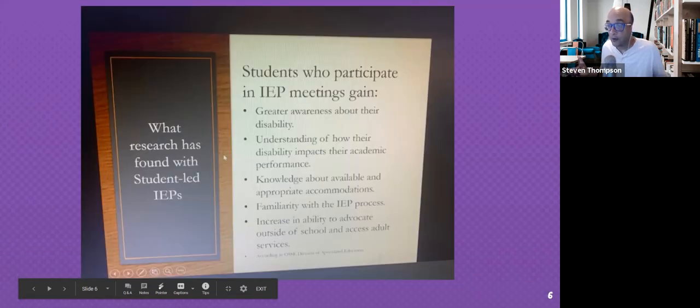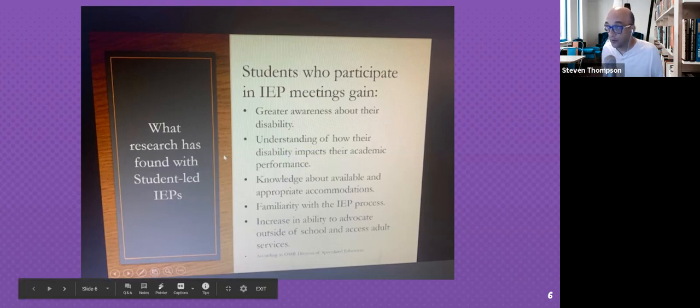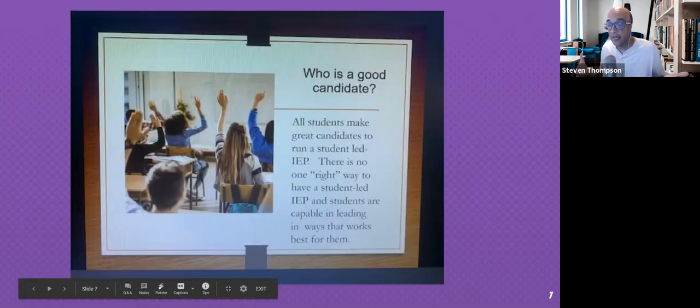Now, here are some gains. They did a research paper and found that students who participate in their IEP meetings gain greater awareness about their disability. They understand how their disability impacts their academic performance. They get knowledge about available and appropriate accommodations, and they become familiar with the IEP process. It also increases their ability to advocate outside of school and access adult services, which is very important for our students.